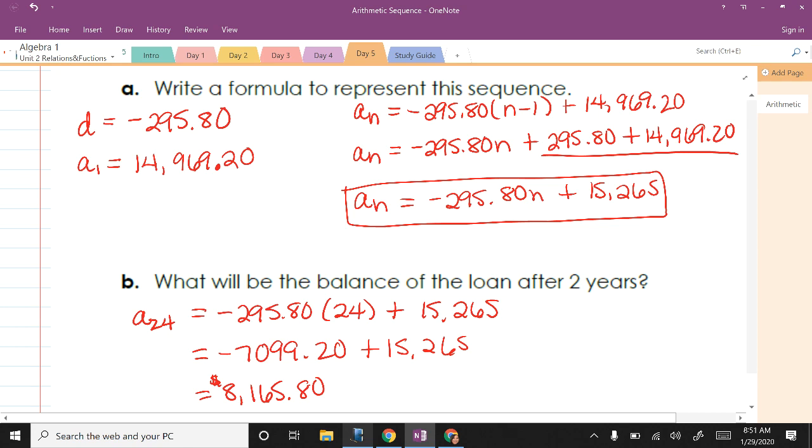Does that make sense? Any questions? All right, good job today, guys. That is the end of notes for today.